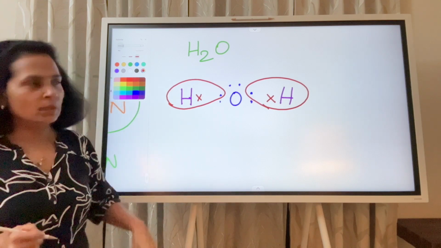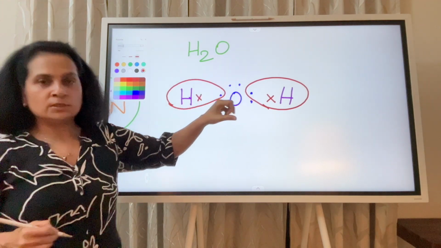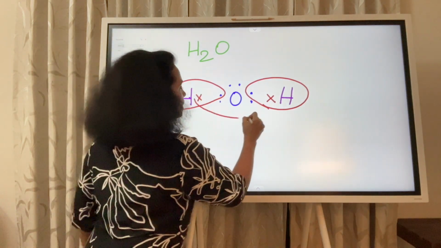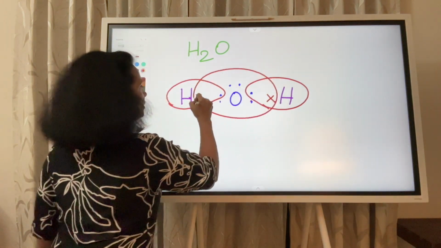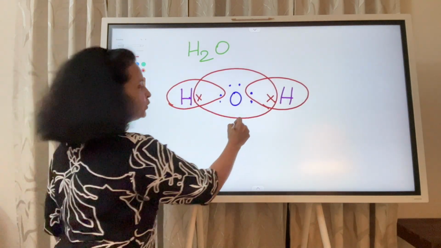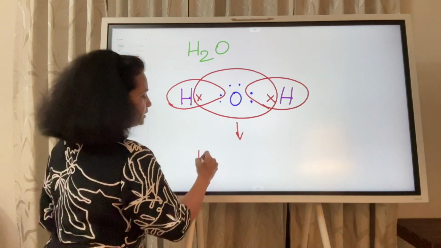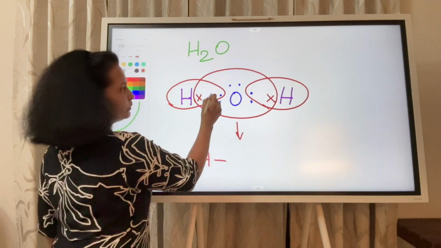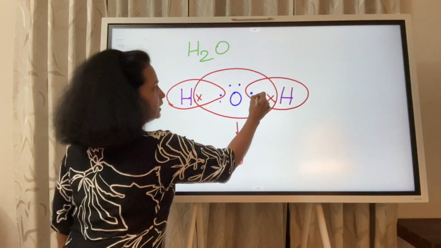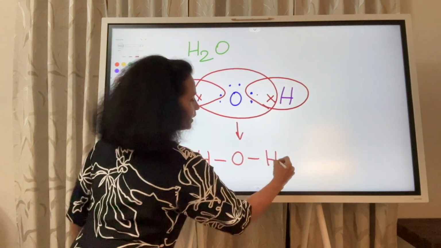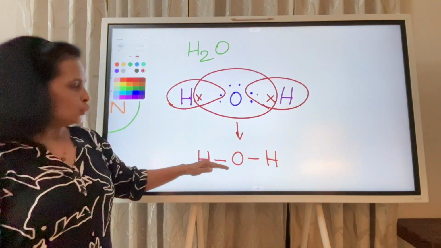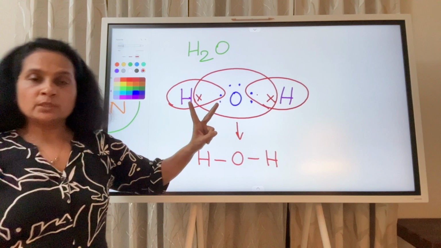Oxygen has 6, needs 2 more. So what does it do? It takes 1 each from these 2 neighboring hydrogen atoms. So how do we represent this? Hydrogen single bond because 1 electron pair is shared. Oxygen single bond, again 1 electron pair shared between oxygen and hydrogen. So the water molecule has 2 single bonds.